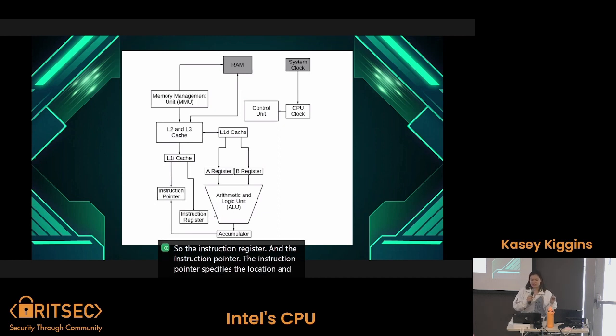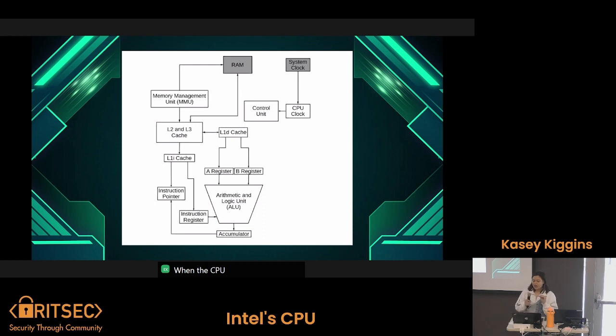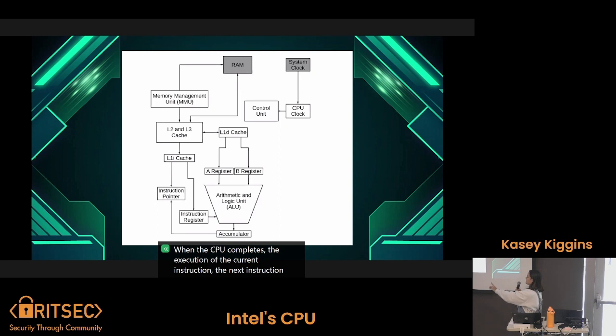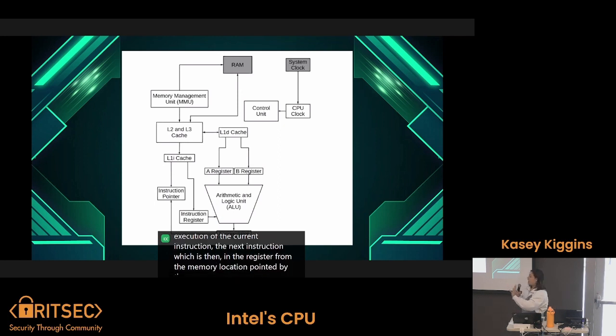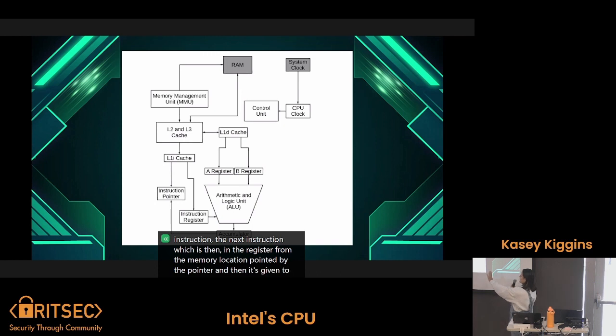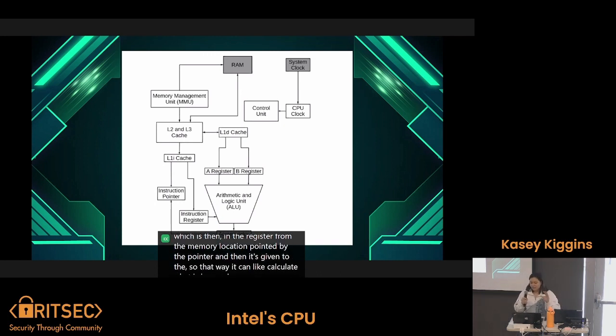So the instruction register and the instruction pointer: the instruction pointer specifies the location in memory containing the next instruction to be executed by the CPU. When the CPU completes the execution of the current instruction, the next instruction is loaded into the instruction register from the memory location pointed to by the instruction pointer, and then it's given to the arithmetic and logic unit so that it can calculate what is happening. So it's given what to do.